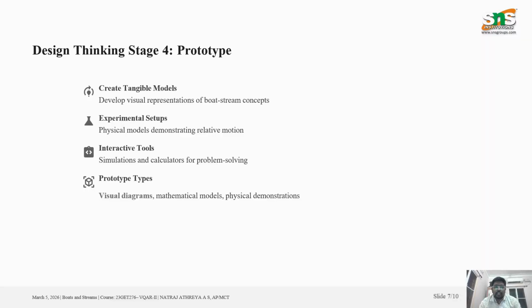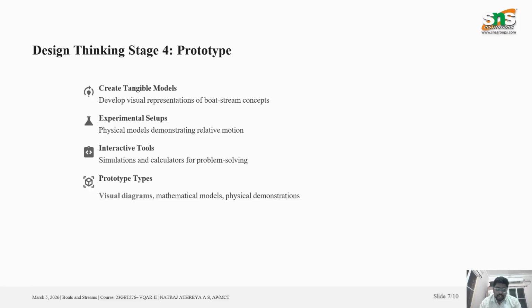Next thing is to prototype. In prototype, we have to create tangible models to develop visual representation of both stream concepts, the downstream and the upstream concepts. Then we have to go with the experimental setups, the physical models demonstrating relative motion, which show the actual problem and what the data within that are. Then the interactive tools give us the data, and when we change the values, it should show the simulation of the changes, showing how the change in data works.